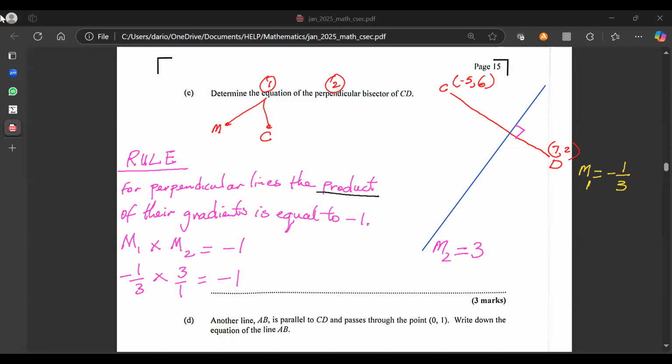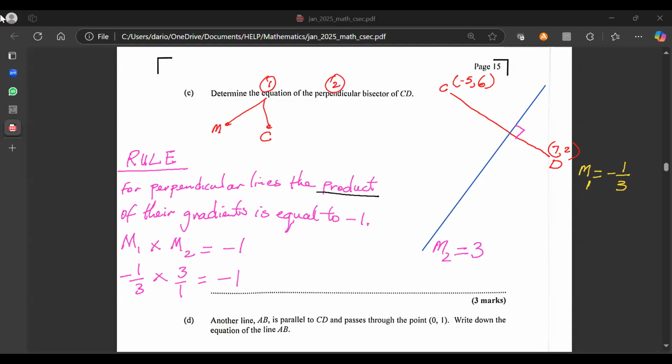If M1 is -1/3, what do we multiply -1/3 by? Remember I said it was the inverse a long time ago. So if it's 1/3, just turn it up, capsize it. Just capsize the number, people.